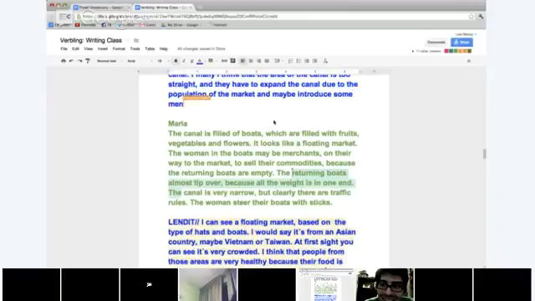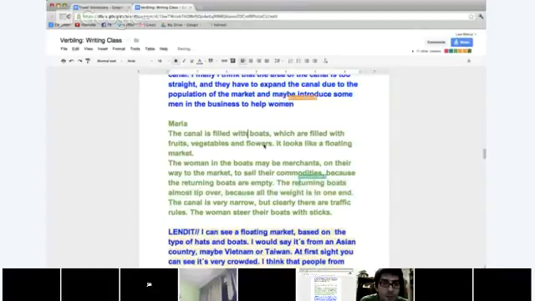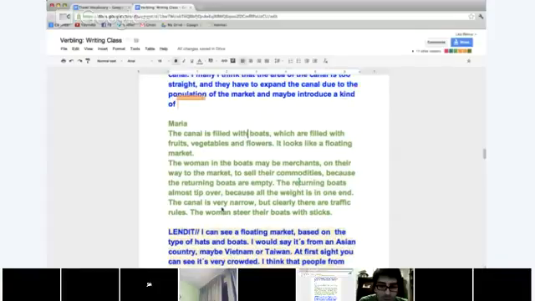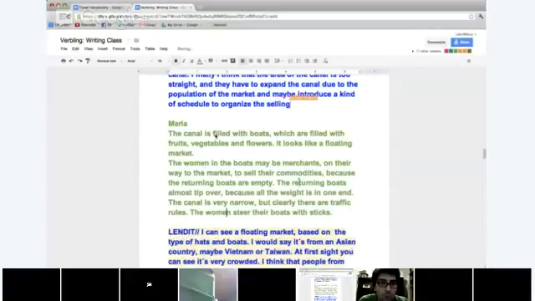The canal is filled with boats, probably with boats, which are filled with fruits, vegetables, and flowers. It looks like a floating market. The women in the boats are maybe merchants or on their way to the market to sell their commodities because the returning boats are empty. The returning boats almost tip over because all the weight is in one end. The canal is very narrow, but clearly there are traffic rules. The women steer their boats with sticks. Mm-hmm. Yeah, so it's just women in both places there and there. Women. Okay. I never remember.